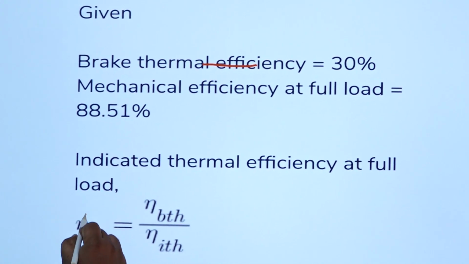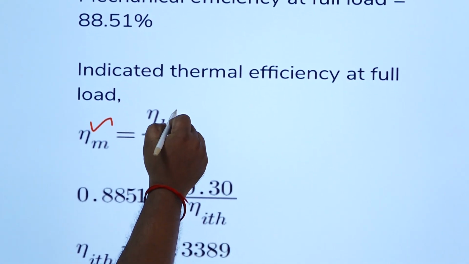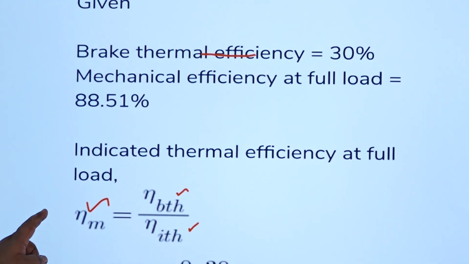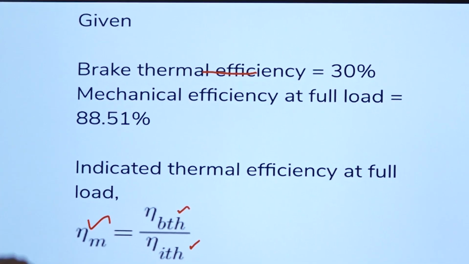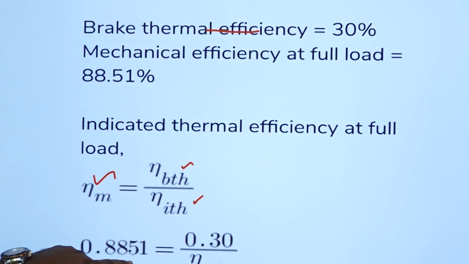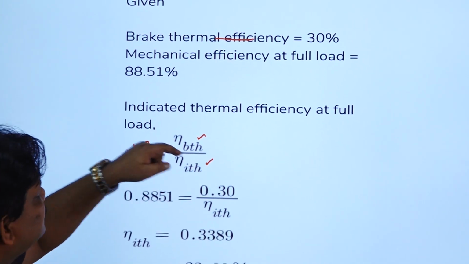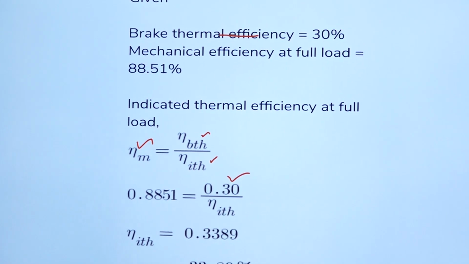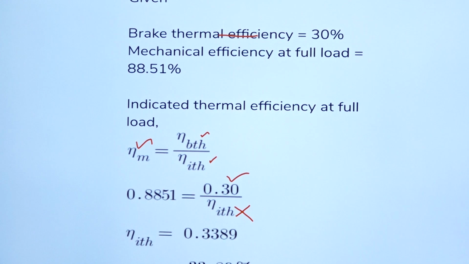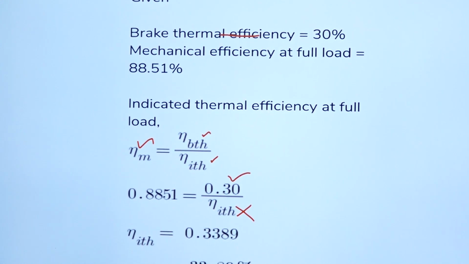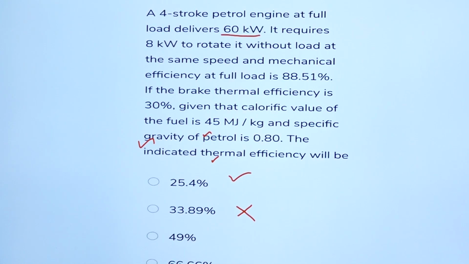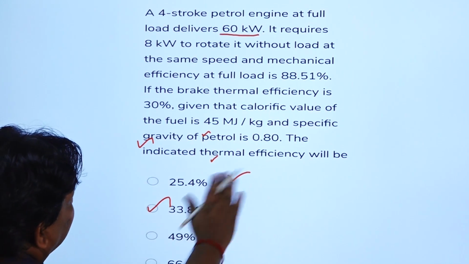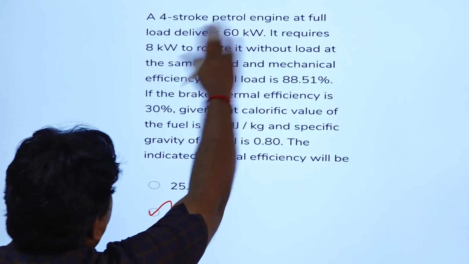So you know that mechanical efficiency is the ratio between the brake thermal and indicated thermal efficiency. So mechanical efficiency at full load is given to you, it is 0.885, and the brake thermal efficiency is also given to you, 0.3. So the only unknown will be indicated thermal efficiency. So you can easily find the value of the indicated thermal efficiency. So it is 33.89. 33.89 is the answer.